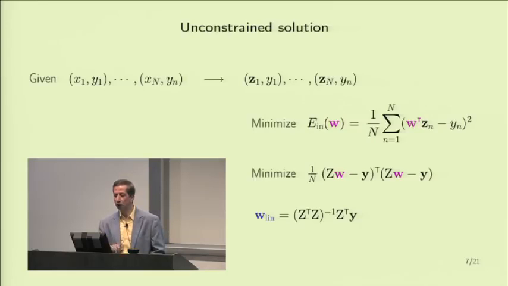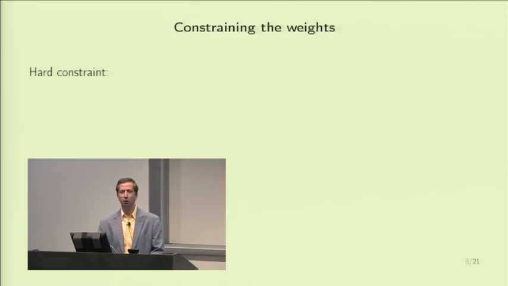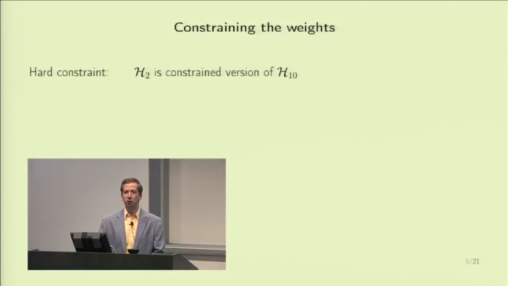Let's look at the constrained version. What happens if we constrain the weights? Okay. Now, come to think of it, we have already constrained the weights in one of the applications. We didn't say that we did, but that's what we effectively did. Why is that? We actually had a hard constraint on the weights when we used H2 instead of H10. Remember, H2 was a second-order polynomial, H10 was a 10th-order polynomial.